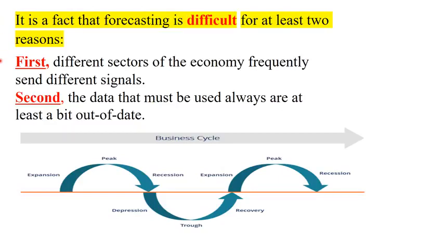The second thing is that the data we are using is not updated. Usually the data comes 6 weeks after the end of the quarter. 6 weeks means a month and a half, which is not updated. So when you take a quarter year and make an analysis, it's not really clear.